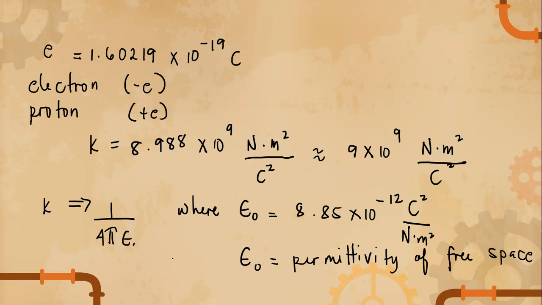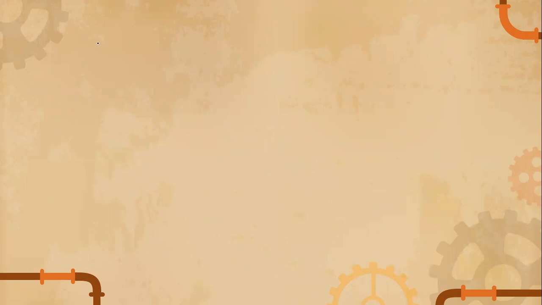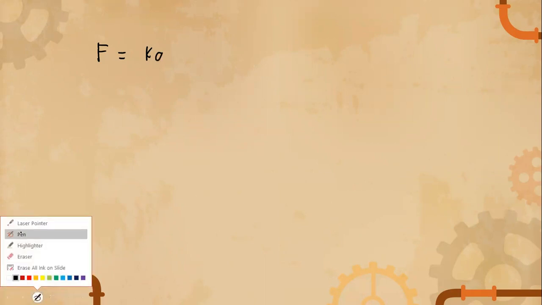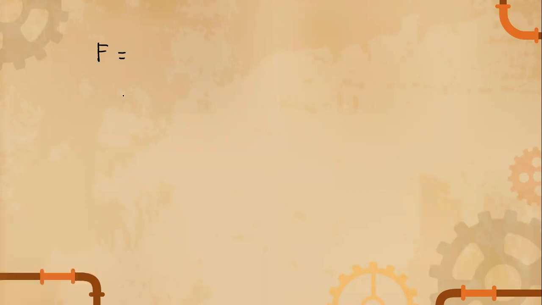Okay, that's why we have another formula for F, which is equal to 1 over 4 pi EO times Q prime over R square. Again, F is equal to K Q prime over R squared, or F is equal to 1 over 4 pi EO times Q prime over R squared.